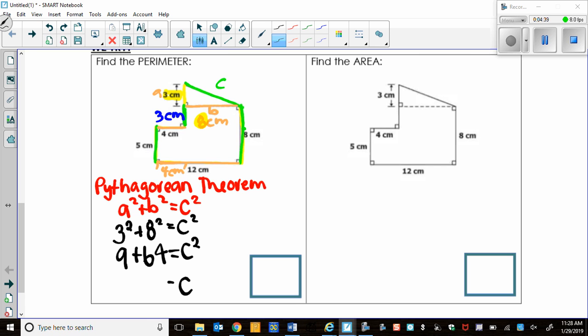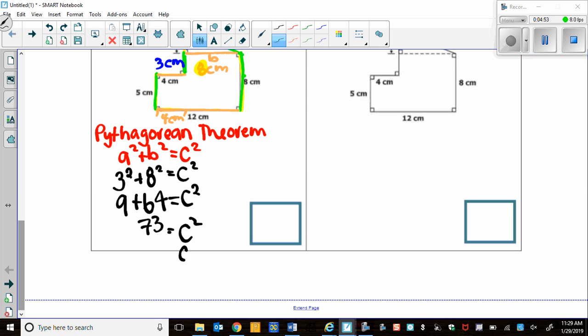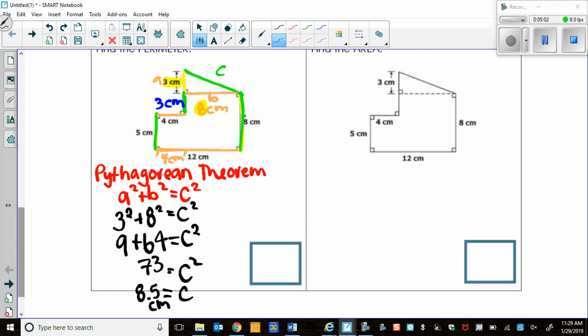C equals, I'm going to take my calculator and figure that out. So I have 73 equals C squared. The square root of 73 will be about 8.5. So C is approximately 8.5 centimeters. So when I go back into my picture, I can write the number 8.5 centimeters.